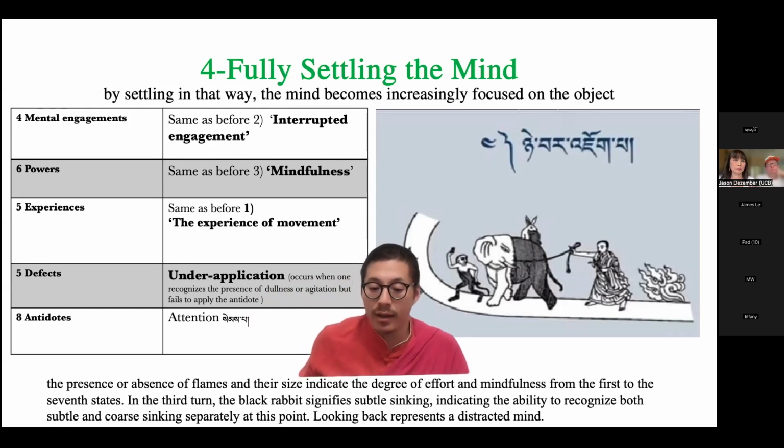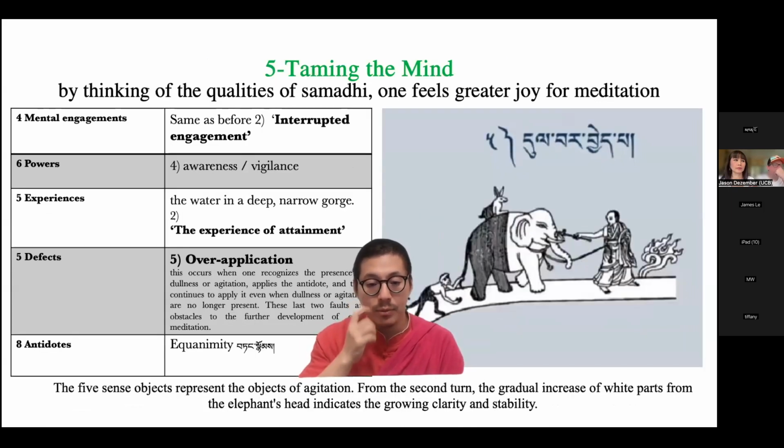They indicate the degree of effort and mindfulness from the first to the seventh states. And then again, I mentioned that the black rabbit signifies the subtle sinking. So you see there's sinking, dullness, lethargy, fogginess, all of them similar. When you apply these methods, the antidotes of mindfulness, vigilance and diligence, and all these six powers and antidotes, then all this subtle or coarse dullness or sinking, lethargy or agitation diminishes. Now we have the fifth one, taming the mind.